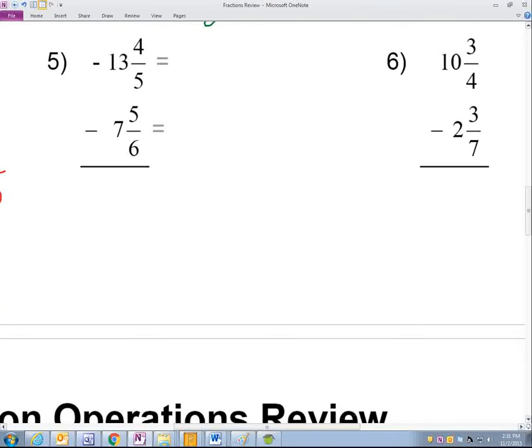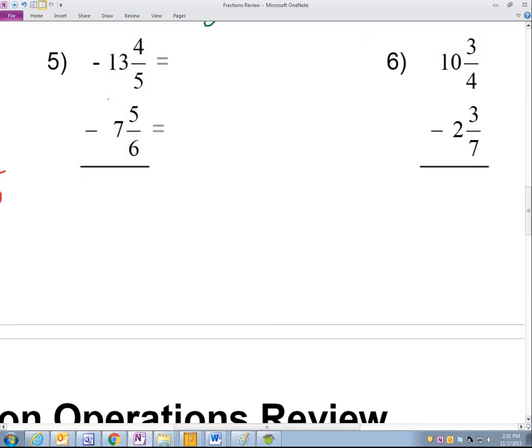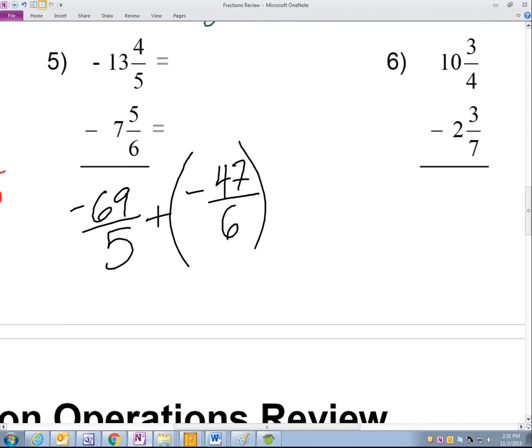Number 5. We are going to make a big bad improper fraction with this, because I don't have a common denominator, but I want to make one, and I want to make sure we don't make any silly mistakes. So with this one, I have 5 times 13, which is 65 plus 4, which is 69, negative 69 fifths, minus 42 plus 5. So it's plus a negative 47 sixths. I want to show you how knowing the distributive property makes this pretty simple to do.